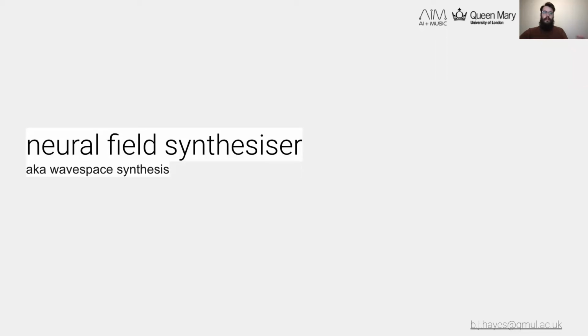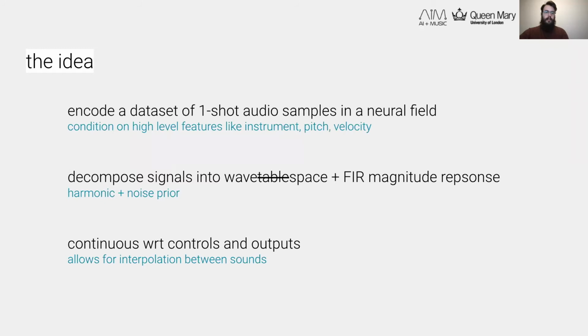Okay, so my NASH project was to build a neural field synthesizer. The idea is to take a big data set of one-shot audio samples and then encode them continuously in a neural field where you can access them with high-level features. To do so, the model decomposes the signals into harmonic and noise components using a sort of continuous wavetable or wavespace and a filtered noise source. And the whole thing is continuous both in terms of controls and inputs.